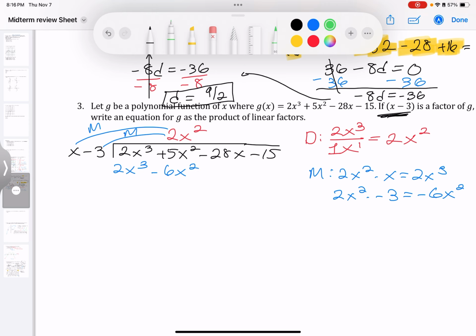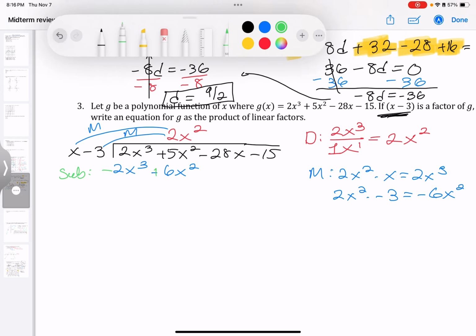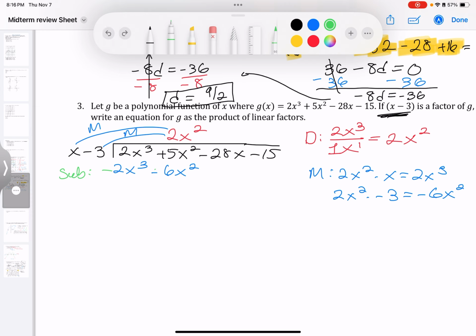And then after that, we're going to subtract. So minus the 2x cubed. If I minus a negative, that becomes positive. So that becomes positive 6x squared. The 2x cubes cancel each other out. 5x squared plus 6x squared is 11x squared. And then bring down the negative 28x.